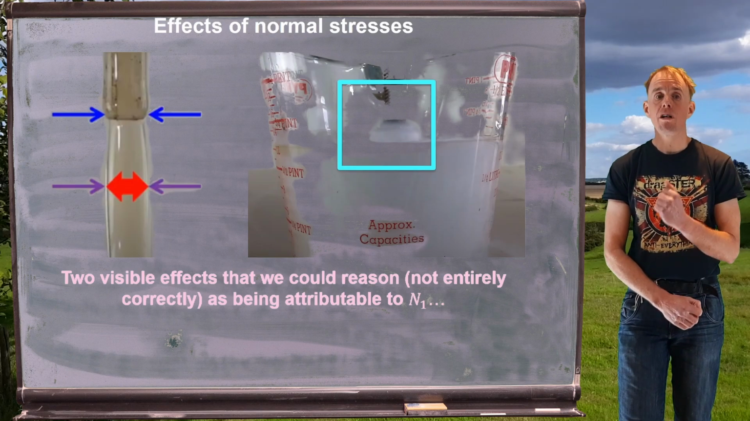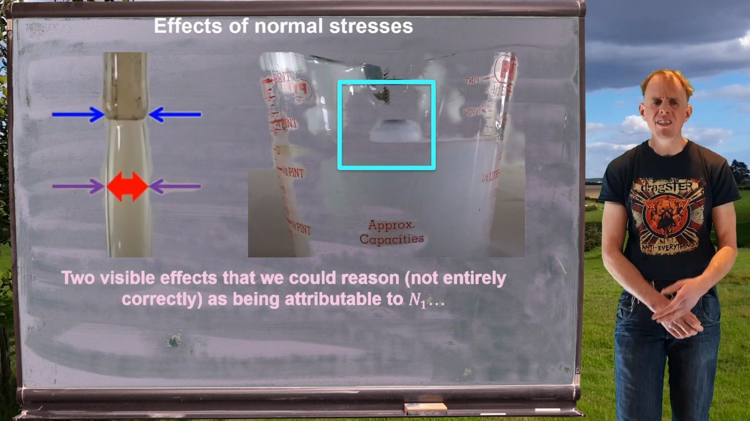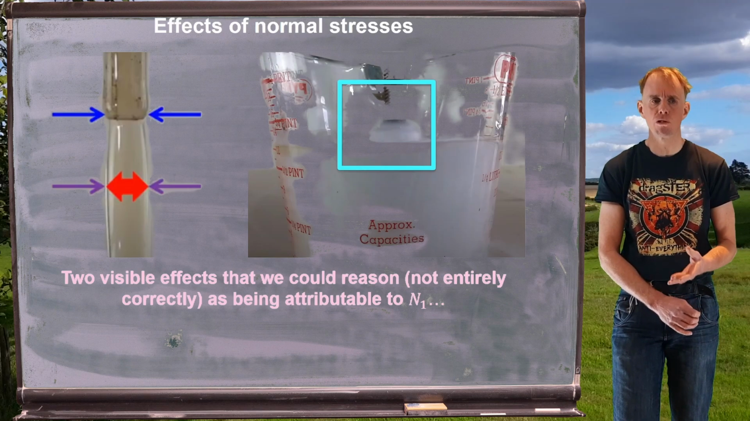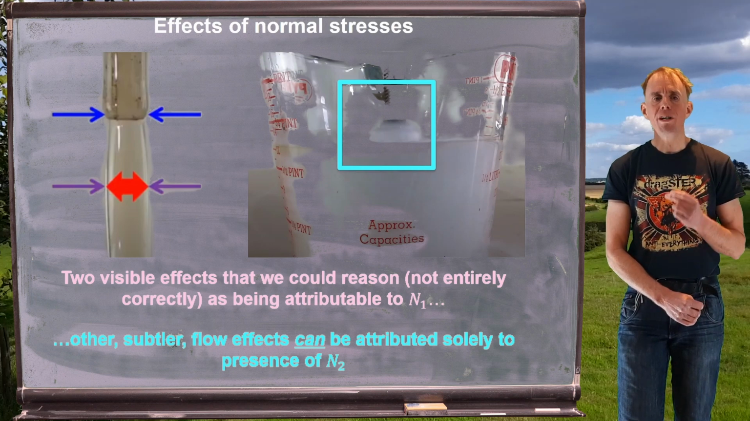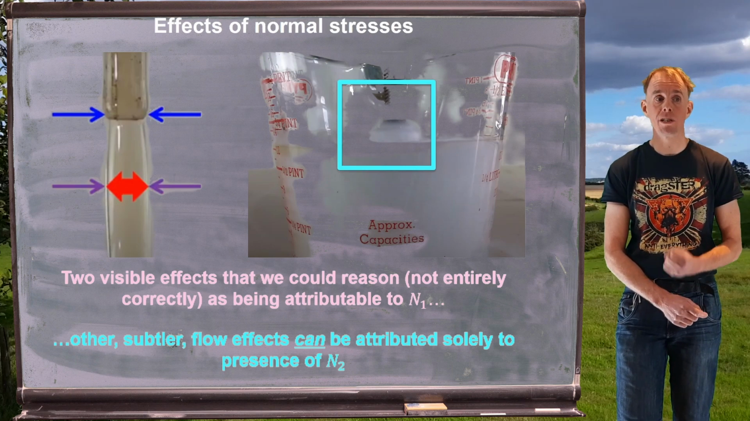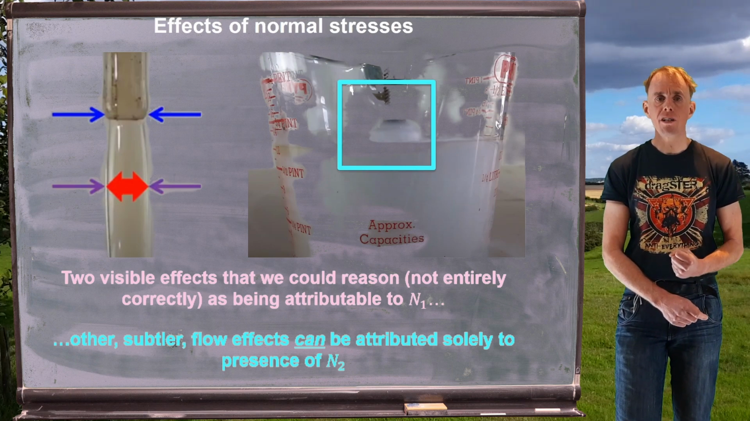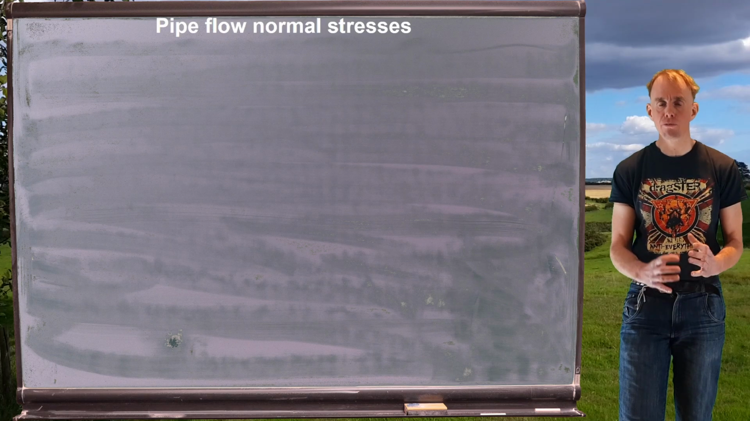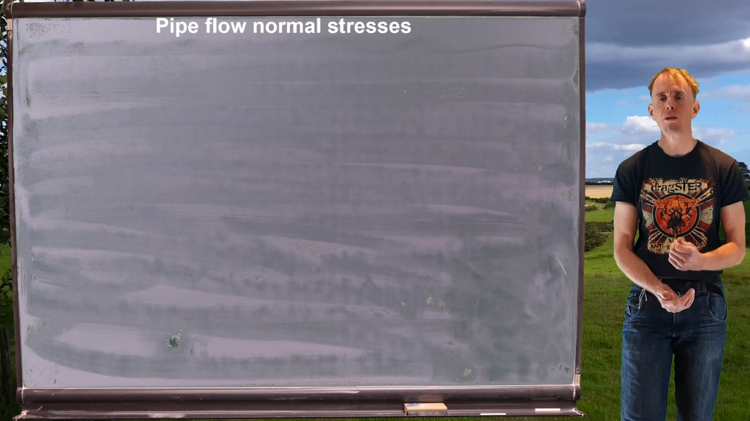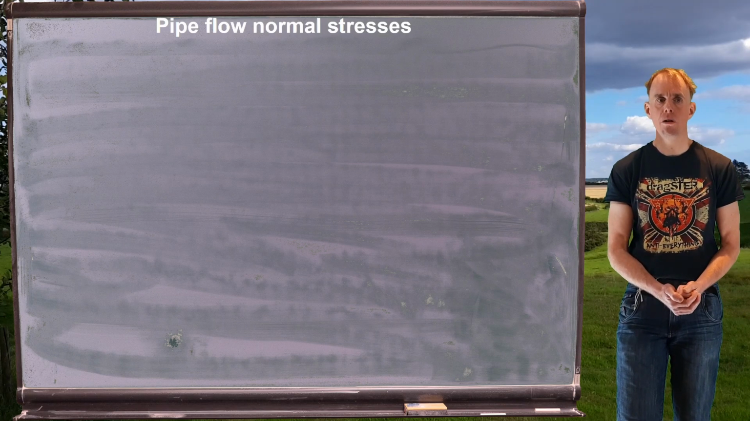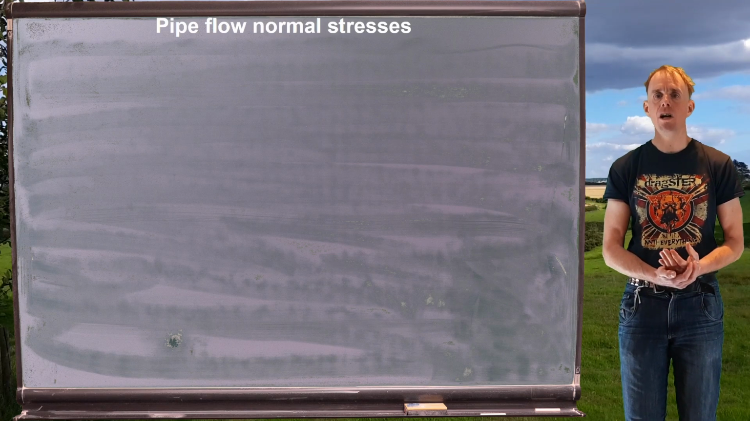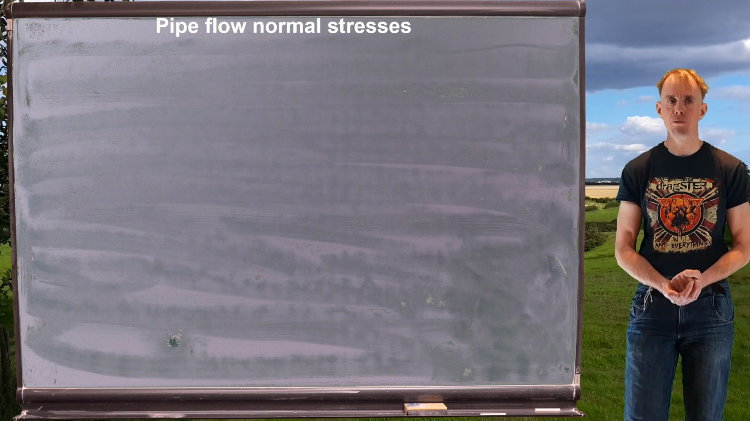Now we thought about these in terms of N1, which is not entirely correct, but it's quite a useful means of intuitively trying to figure out what's going on. But what we're going to do now is look at N2 on its own and see what it can do. Our starting point is going to be thinking about confined flows, because this is where we see the effect. To start with, we'll think of the simplest confined flow, which is a pipe flow, and revisit our normal stress differences to see what they're doing in this flow.